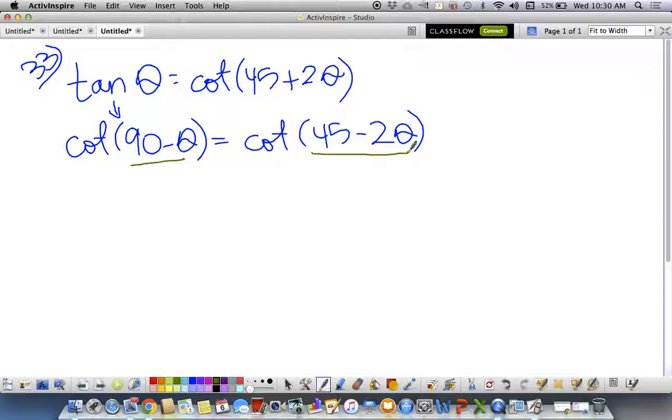Why does it become minus? Oh, I'm sorry. That's just, I didn't rewrite it. I was going with this one. Sorry.